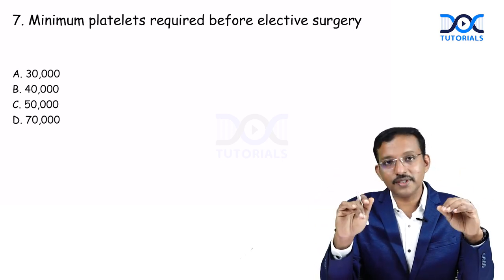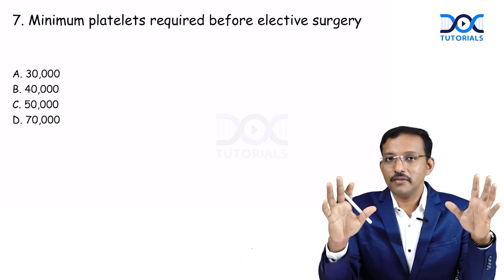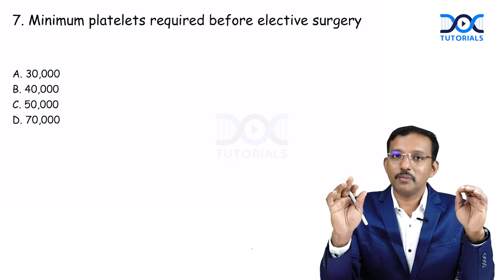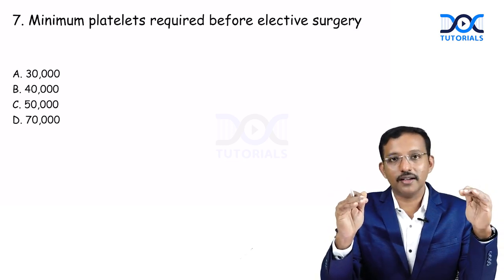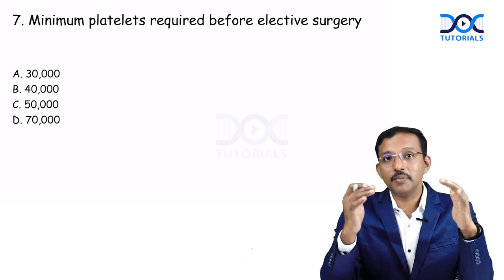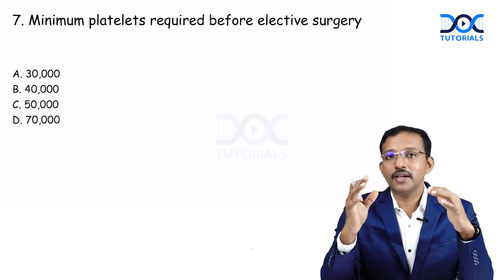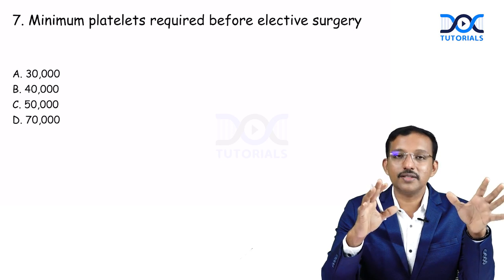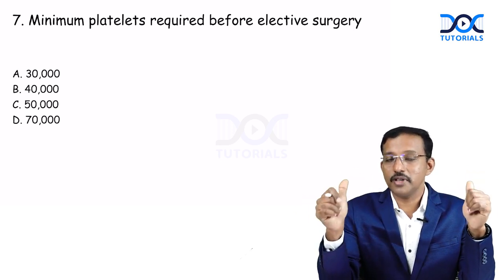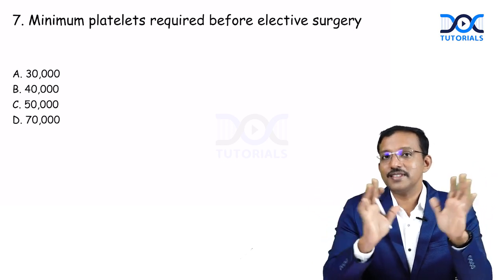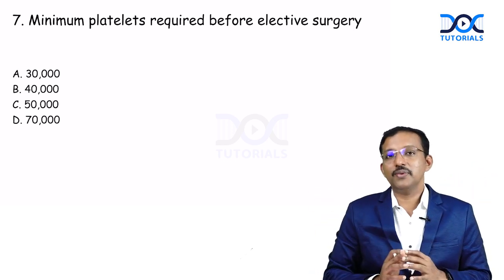Coming back to MCQs, 50,000 is the value you should learn for performing a neuraxial technique, below which it is absolutely contraindicated. 50 to 80,000, depending upon the patient scenario and the clinician's observation, you can think about it. And above 80,000, neuraxial techniques are perfectly okay. So this is how the practical point of view will apply.